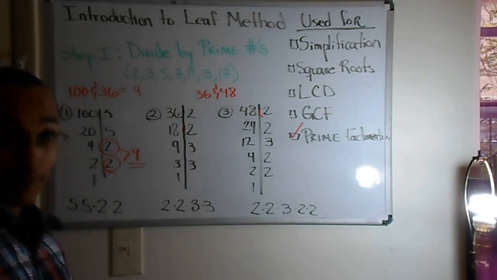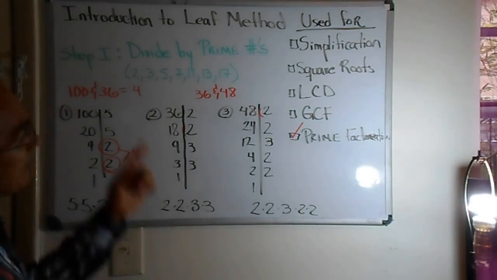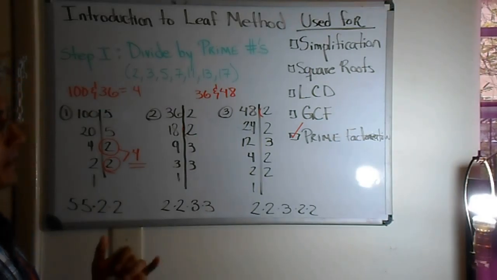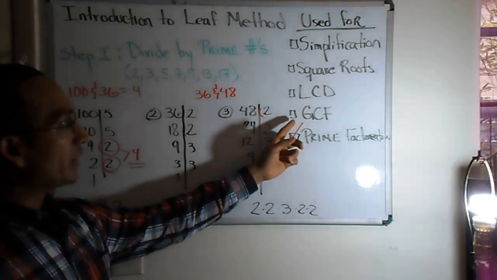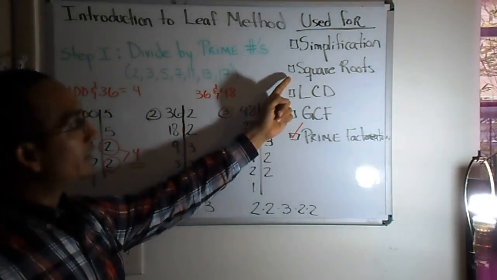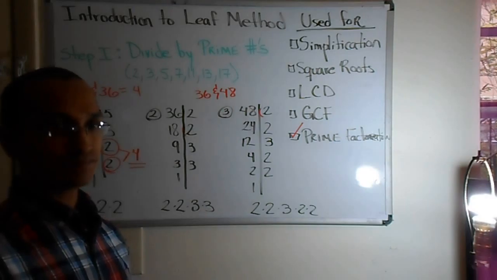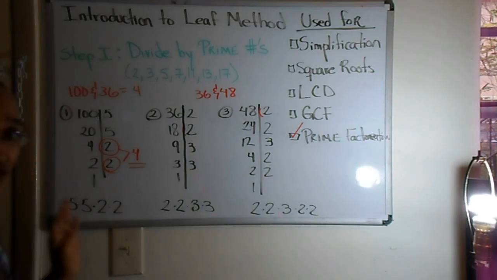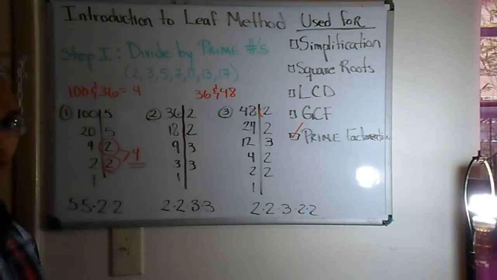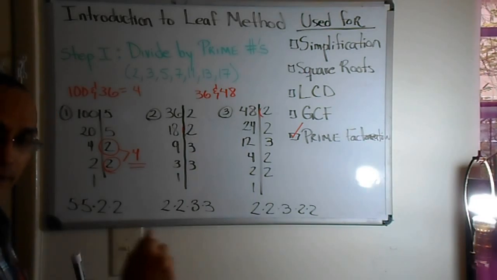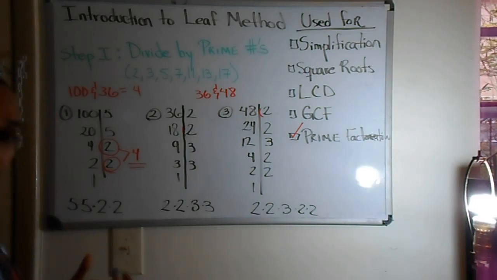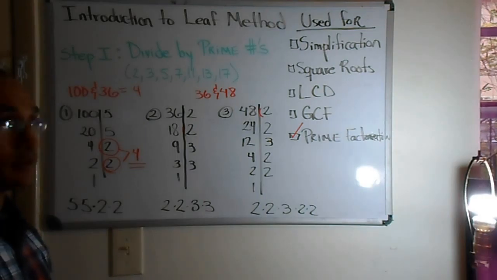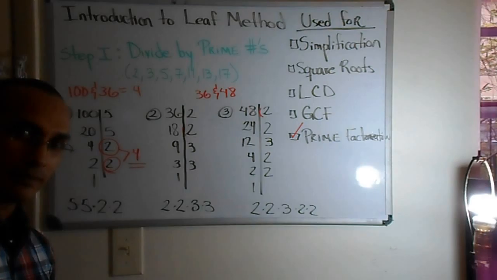Hi, last time we talked about a powerful method called the leaf method. This is used for finding prime factorizations, the greatest common factor, the least common denominator, square roots, and simplification. We did prime factorization last time, and we learned how to find the prime factorization of a couple of numbers: 100, 36, and 48. If you need more prime factorization examples, write some comments at the bottom of the YouTube video and I'll make more videos about it. But today I wanted to continue on with finding the greatest common factors of numbers.